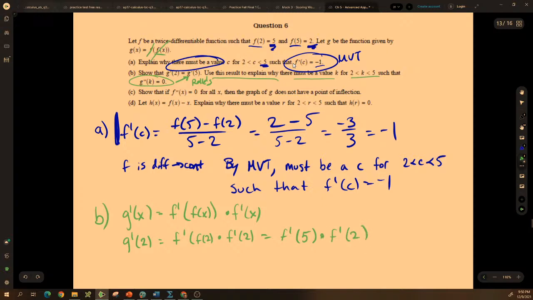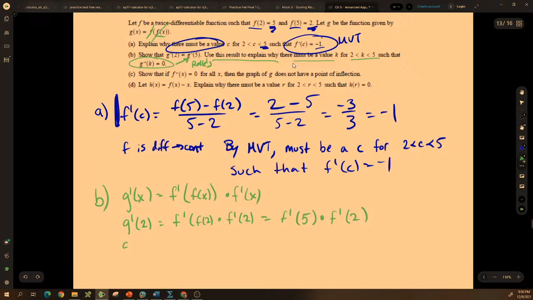Now, I'm like, crap, I don't know what f prime of 5 is. I don't know what f prime of 2 is. But let's just try plugging in g prime of 5 and see what happens. So g prime of 5 equals f prime of f of 5 times f prime of 5. Well, this is f prime of 2 times f prime of 5. And see, hey, you know what? These are the same.